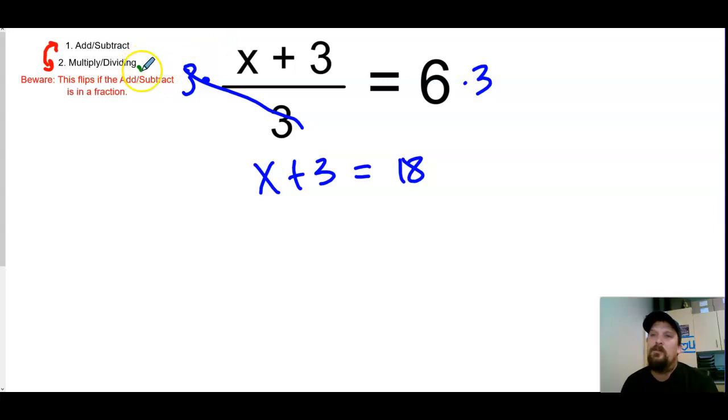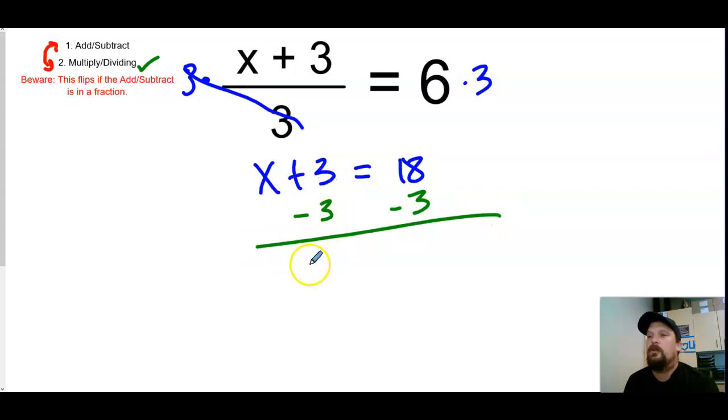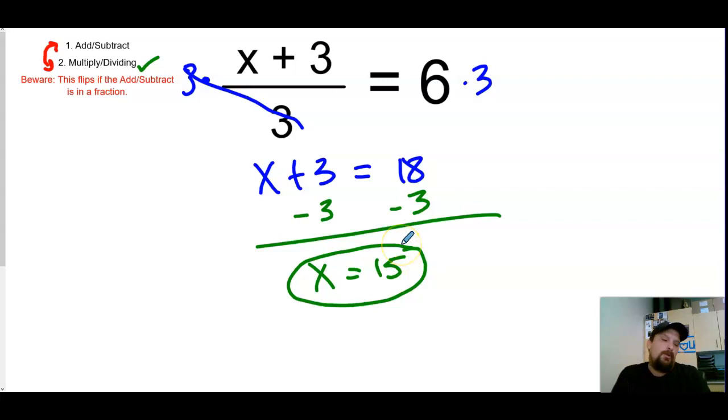I did the multiply or divide first this time, and now I need to do the add or subtract. In this case, there's an x plus 3. The inverse is subtract 3, and we get x equals 15. So there's an example of when those two steps would flip. Hopefully that makes sense. If you have any questions, please let me know, and I will be happy to help.